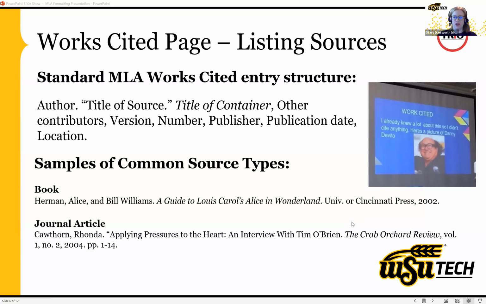the name of the journal is in italics. Remember, that's the title of the container. So we put in the Crab Orchard Review. We abbreviate in lowercase, v-o-l period 1, no period 2. So for volume 1, number 2 in 2004. And this was taken from pages 1 through 14 of the Crab Orchard Review.